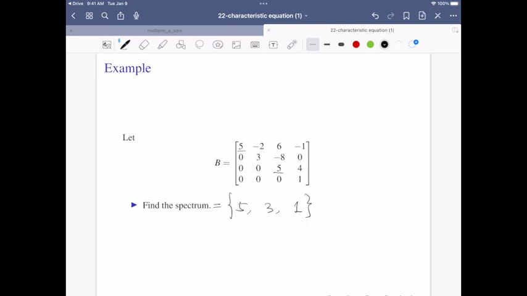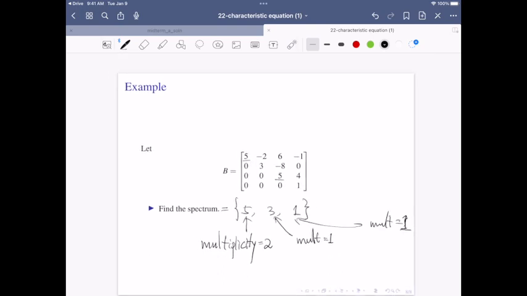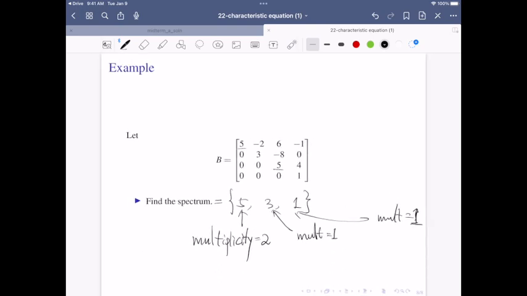But because 5 appears twice, we call this a multiplicity of 2: the multiplicity of eigenvalue 5 is 2. But these have multiplicity equals 1 because each appears once. Multiplicity 1. All right, this is the end of the lecture.